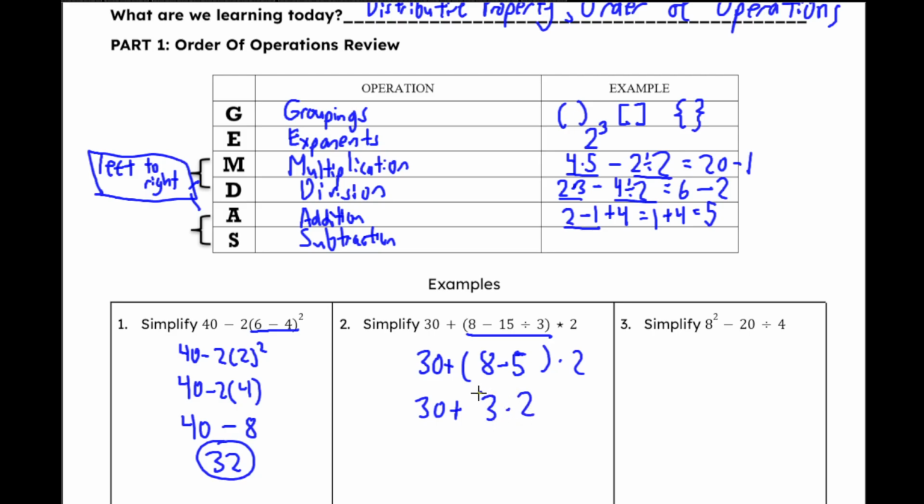times 2. I always just like to have these in parentheses. You don't have to, but it just helps me stay organized. So now we have 30 plus 3 times 2. Now you do the multiplication next. So 3 times 2 is 6. So it's 30 plus 6, which gives you 36. That's your final answer.